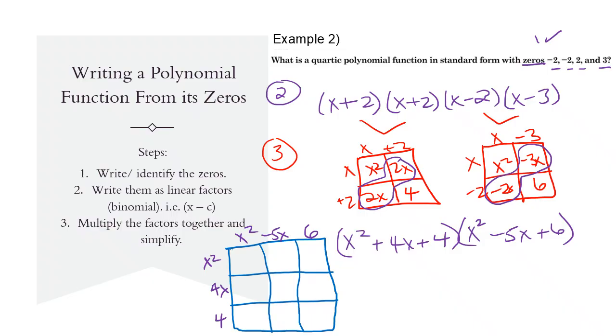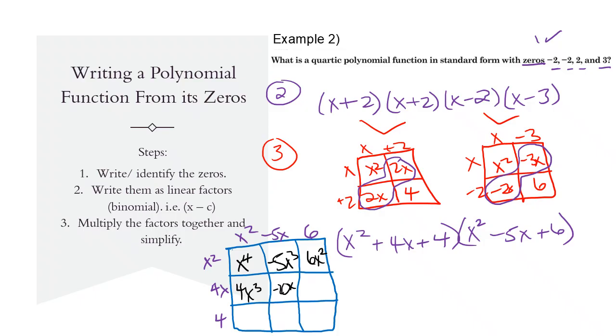So x squared times x squared, that means we're adding the powers together, which gives us x to the 4th. X squared times negative 5x is going to be negative 5x cubed. X squared times 6 is 6x squared. Only got 6x squared. 4x times x squared is going to be 4x cubed. 4x times negative 5x is going to be negative 20.